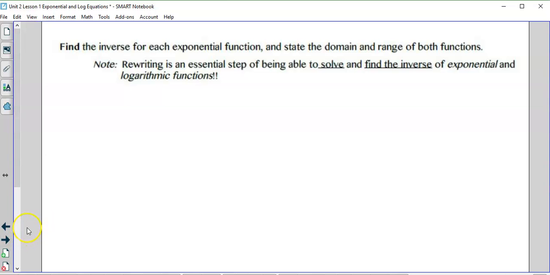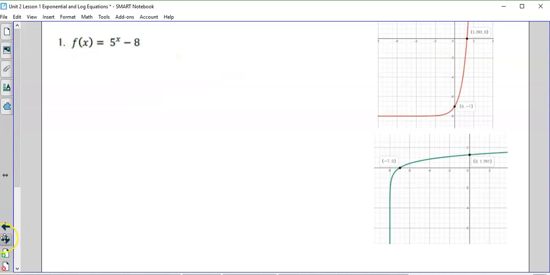All right, the next part of the notes. Hang on one second. Here we go.